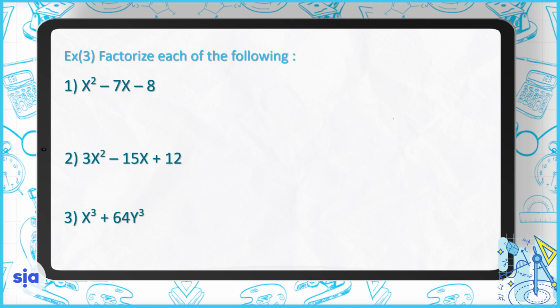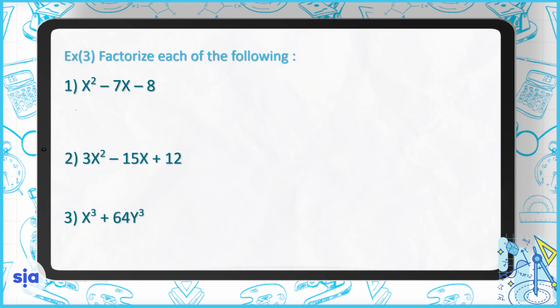Another type of question, which is the factorization type. Let's now go and see the factorization questions. In exercise number 3, the question says factorize each of the following. This is a quadratic trinomial. We're going to factorize it as 2 brackets (x − 8) and (x + 1).